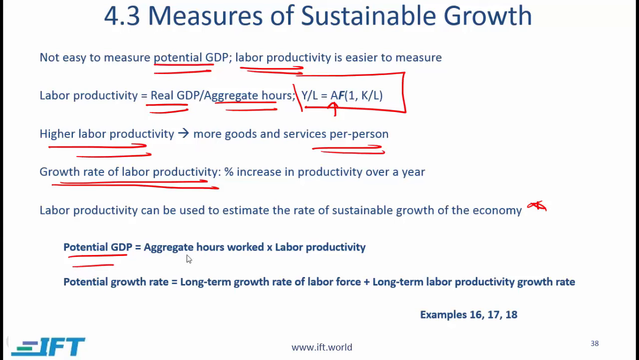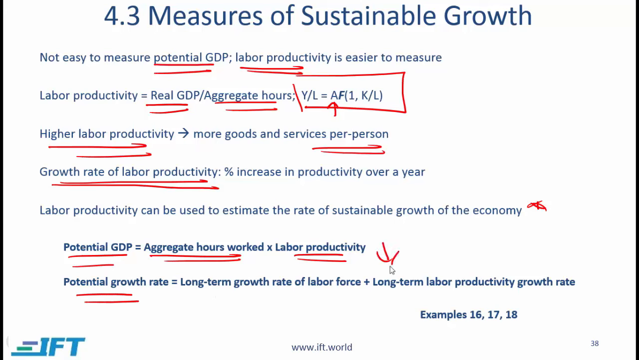Potential GDP is equal to aggregate hours worked times labor productivity. And this is fairly self-evident. Labor productivity is the output per hours worked, and then we multiply that by the aggregate hours worked, so that gives us the GDP. The growth rate is shown like this.